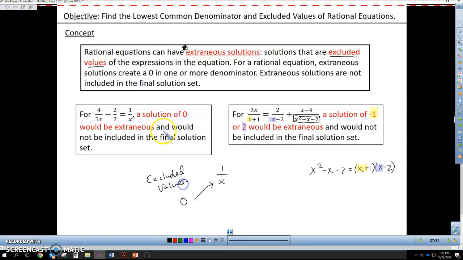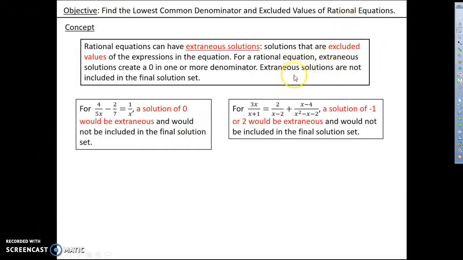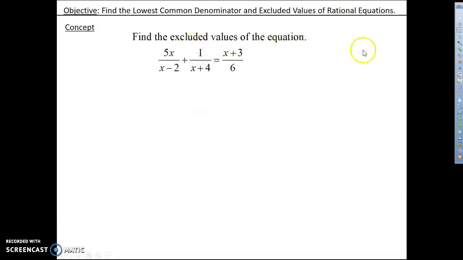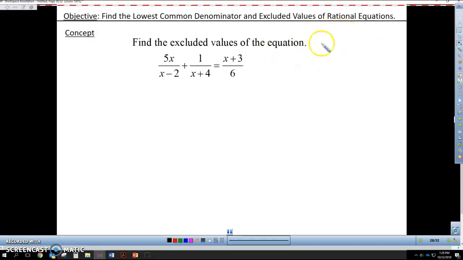Now, if I have solutions that pop up, and we'll talk more about this in the coming days, if I have a solution that is an excluded value, we call that solution extraneous, or extra. We just throw it out, okay? And that's what this says here: extraneous solutions are not included in the final solution set. So let's look at some of these examples. Our objective is to just find the excluded values of the equation, and we'll use more of these coming up.